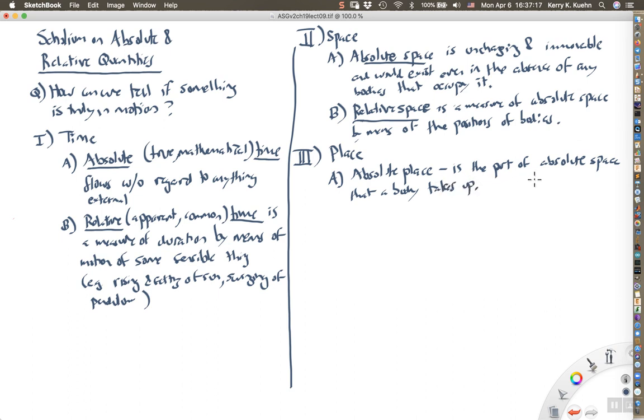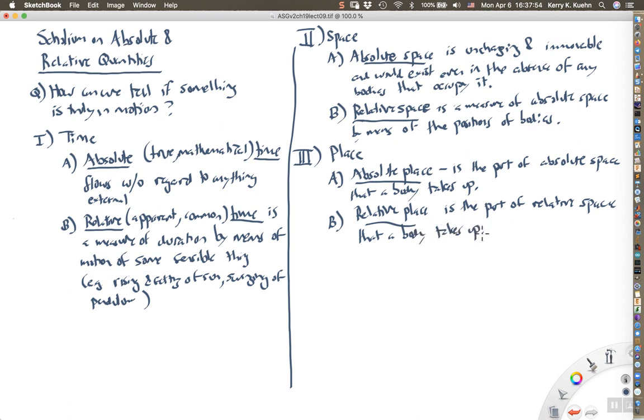So if you have, let's say, a boat or a coffin, its place is the part of absolute space that the body takes up, as opposed to the idea of relative place. Relative place is the part of relative space that a body takes up or occupies. So going back to the example of the atmosphere and the Earth, if you have an airplane, then that airplane is going to occupy a part of the relative space that is around the Earth.